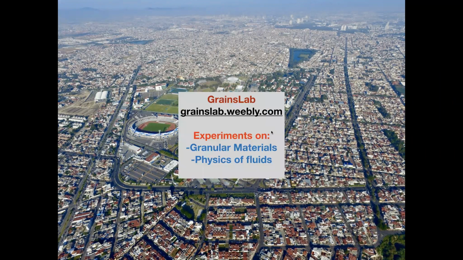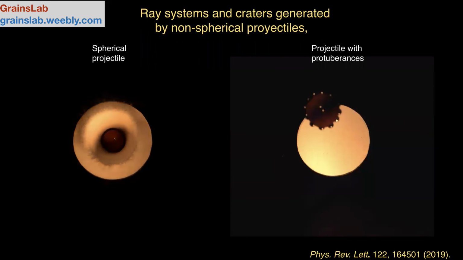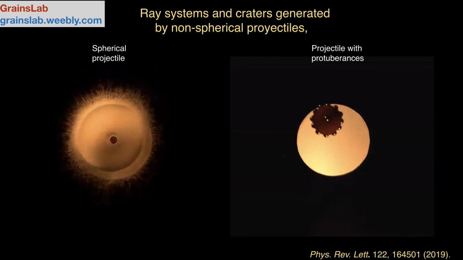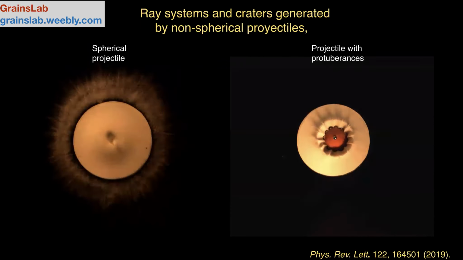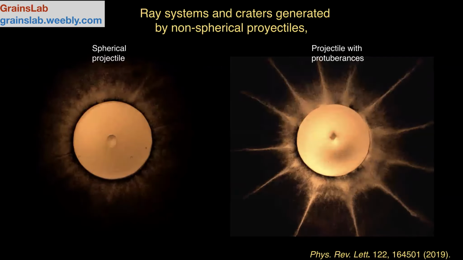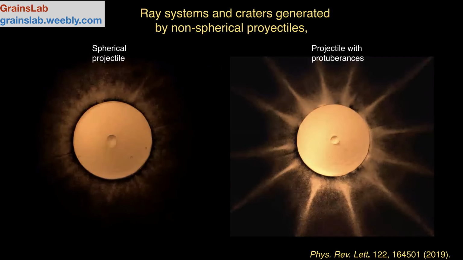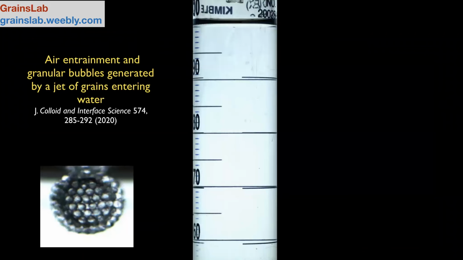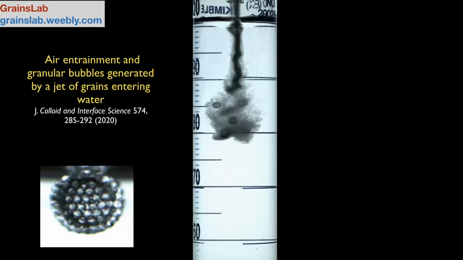So let me just very briefly show you some videos of the recent work that we have been performing. For instance, we have studied the differences between the impact of spherical projectiles that typically people studied versus projectiles with protuberances that produce ray systems, in order to try to understand the formation of ray systems on the moon, for instance.